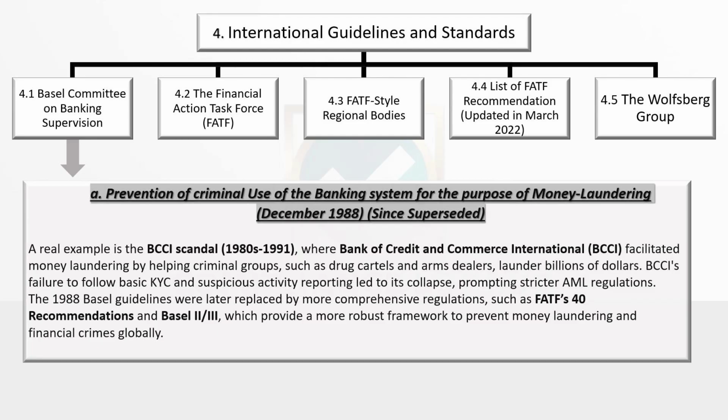Conclusion. While the 1988 Basel framework provided an early attempt to prevent the criminal use of the banking system for money laundering, its implementation was basic compared to today's more advanced regulatory systems. The BCCI scandal serves as a stark reminder of the consequences of inadequate anti-money laundering practices. Since then, international efforts, led by organizations like FATF and subsequent Basel reforms, have significantly improved global AML standards.